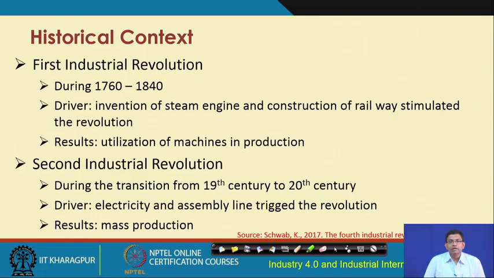Then came the second industrial revolution, which was during the transition from the 19th century to the 20th century. And this came with the advent of electricity and increase of electricity in the society. So, basically when electricity came into the picture and the use of electricity increased, this resulted in mass production. Machineries could use electricity for mass production, faster production and so on.